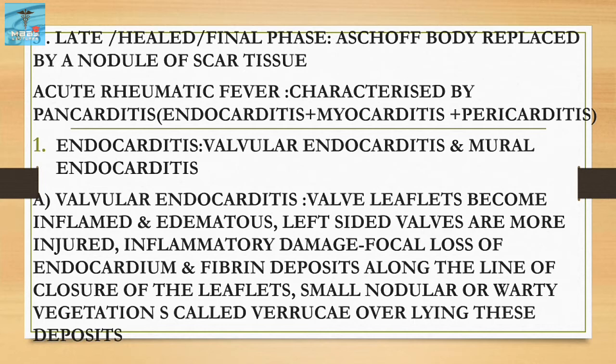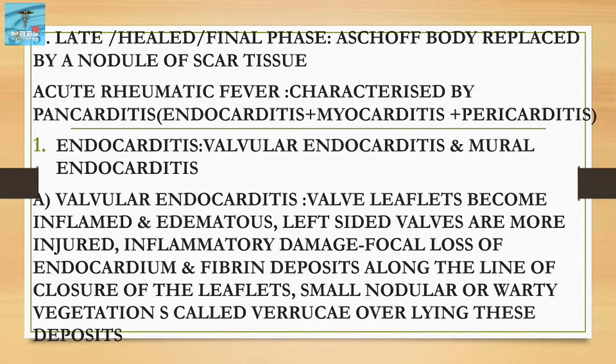Then the third phase of ASHF body formation is called the late, healed or final phase. Here the ASHF body is replaced by a nodule or scar tissue. Acute rheumatic fever is characterized by pancarditis, that is, it involves endocarditis, myocarditis and pericarditis.